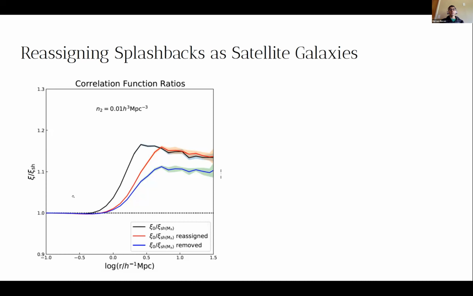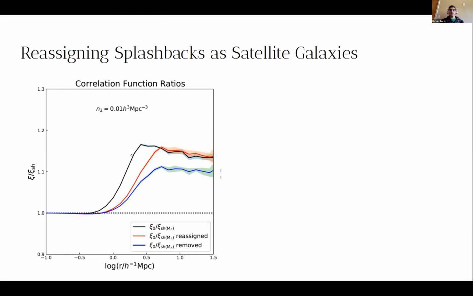So I made these ratio plots for a couple of different cases. One is the original full sample of galaxies, with no special treatment done to it, and that's given with this black line here. Then I had the reassigned case, with the reassignment procedure I was talking about before, given with a red line here. And finally, a comparison case where rather than reassigning the splashbacks, they are removed from the simulation entirely. That's given with a blue line here.